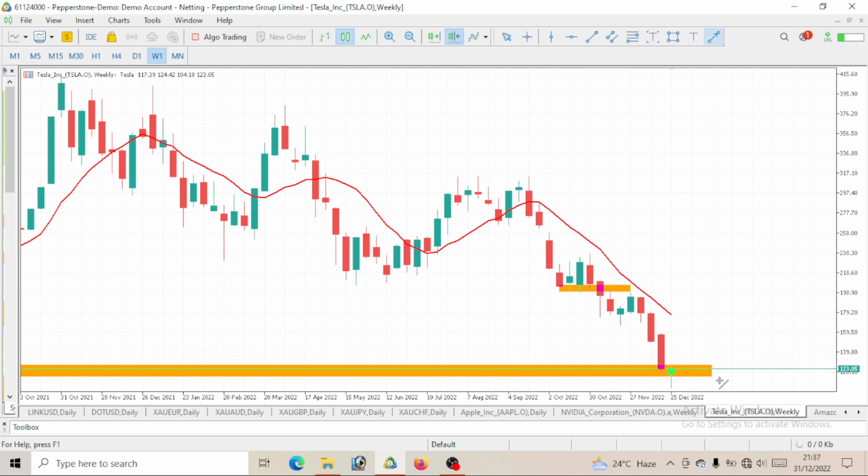So this is what we are having right now. Price is at this level. Of course, we expect a pullback. After the pullback, we expect a continuous bearish move. So that is it on Tesla.